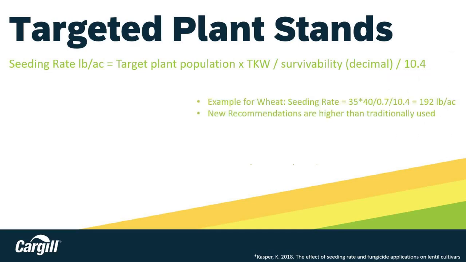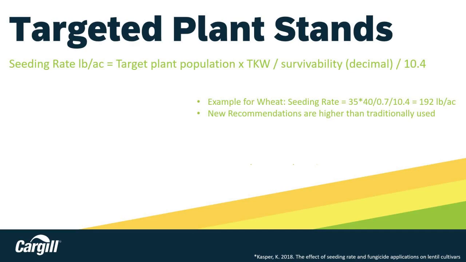The one wild card, of course, in this calculation is the survivability or the mortality. And as we discussed previously, the only way to know this accurately for your farm is to take plant stand counts consistently in the fall to know how many seeds make it through to create yield. In this example, we're going to use 20% mortality or 70% survivability.